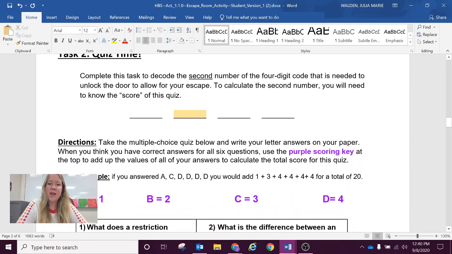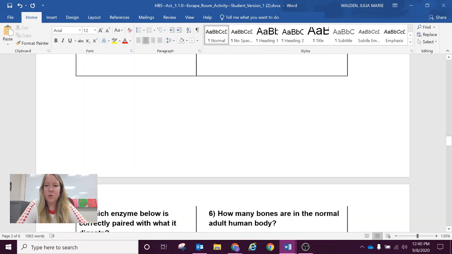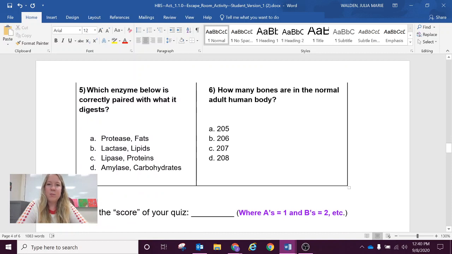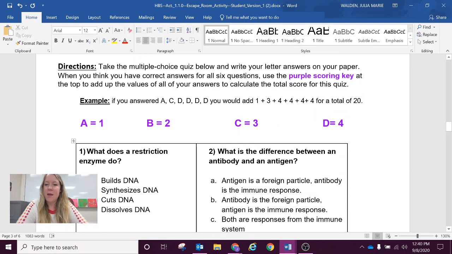Task 2 is probably a little bit faster. There are 6 multiple choice questions, and you simply just have to answer them. And then depending on whether you answer A, B, C, or D, it's going to either be worth 1 point, 2 points, 3 points, or 4 points. So I'm just going to do this one right here.